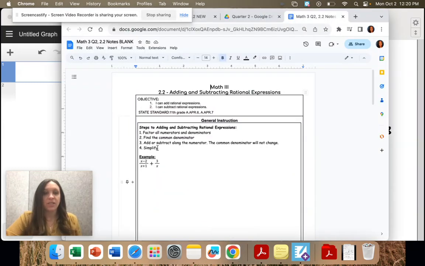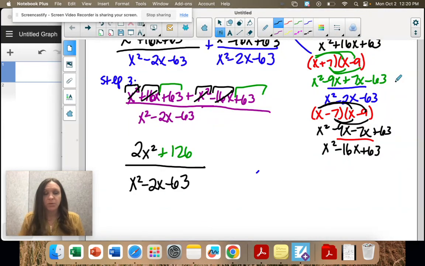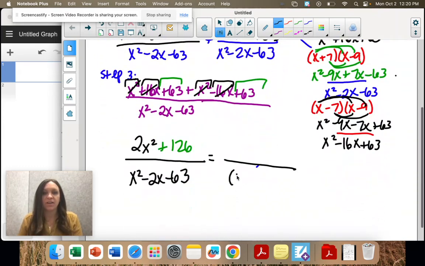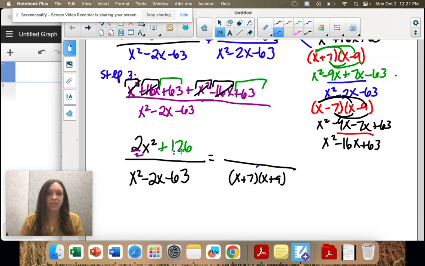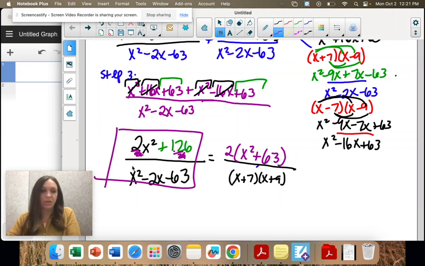So my last step is simplify. And sometimes we have to refactor and things cancel out. Here, we already know what this is factored as, x plus 7, x minus 9, which we're not going to get here. From 2x squared plus 126, the only common thing here is a 2 if we're really going to factor. Nothing to cancel out. So we're going to leave it like this. Okay, you don't have to factor, but sometimes factors do cancel out.